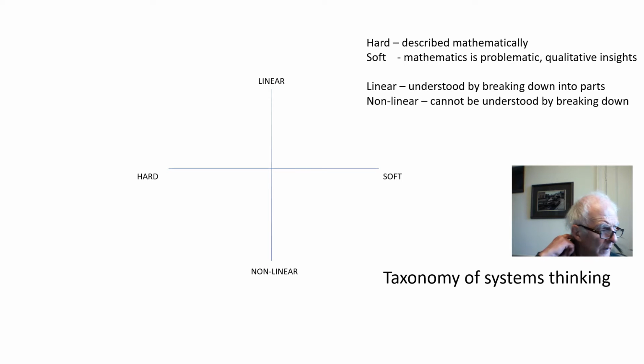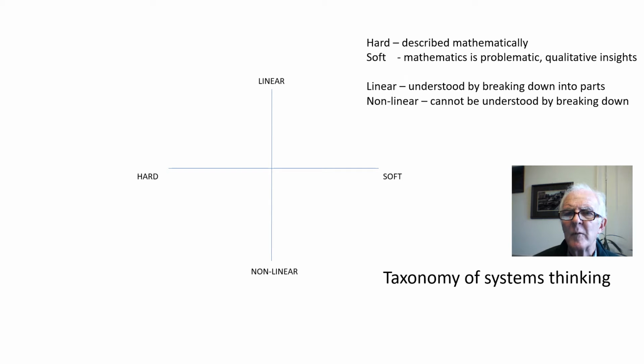So how do we draw up systems thinking? What's the best taxonomy for looking at all these various types of systems? Well, I think the best and simplest way is to look at a simple diagram and place these various strands of systems thinking according to whether systems are hard or soft. That is, they can be described mathematically, or mathematical description is problematic and the best we can obtain is qualitative insights. And whether they are linear or seen as non-linear.